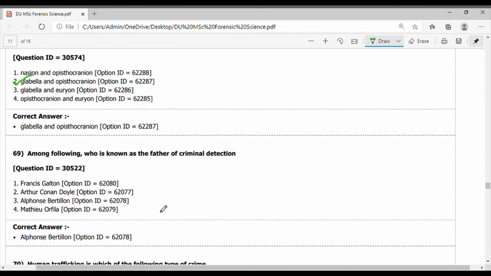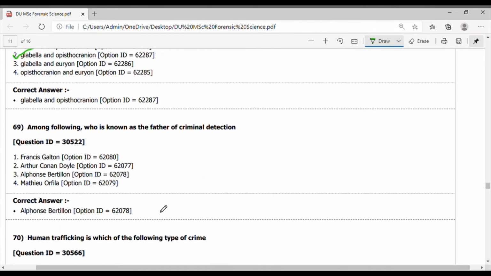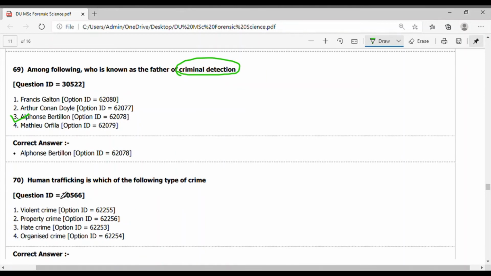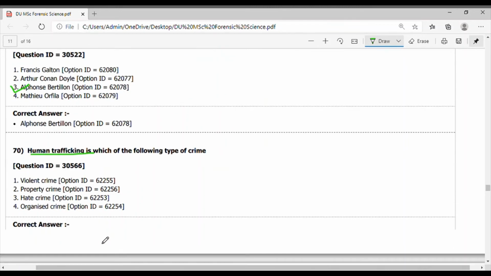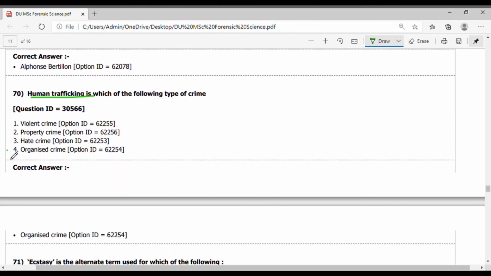Question 69. Among the following, who is known as the father of criminal detection? Option 3 is the correct answer. It is Alphonse Bertillon. Question 70. Human trafficking is which of the following types of crime? Is it a violent crime, a property crime, a hate crime, or an organized crime? It comes under organized crime.